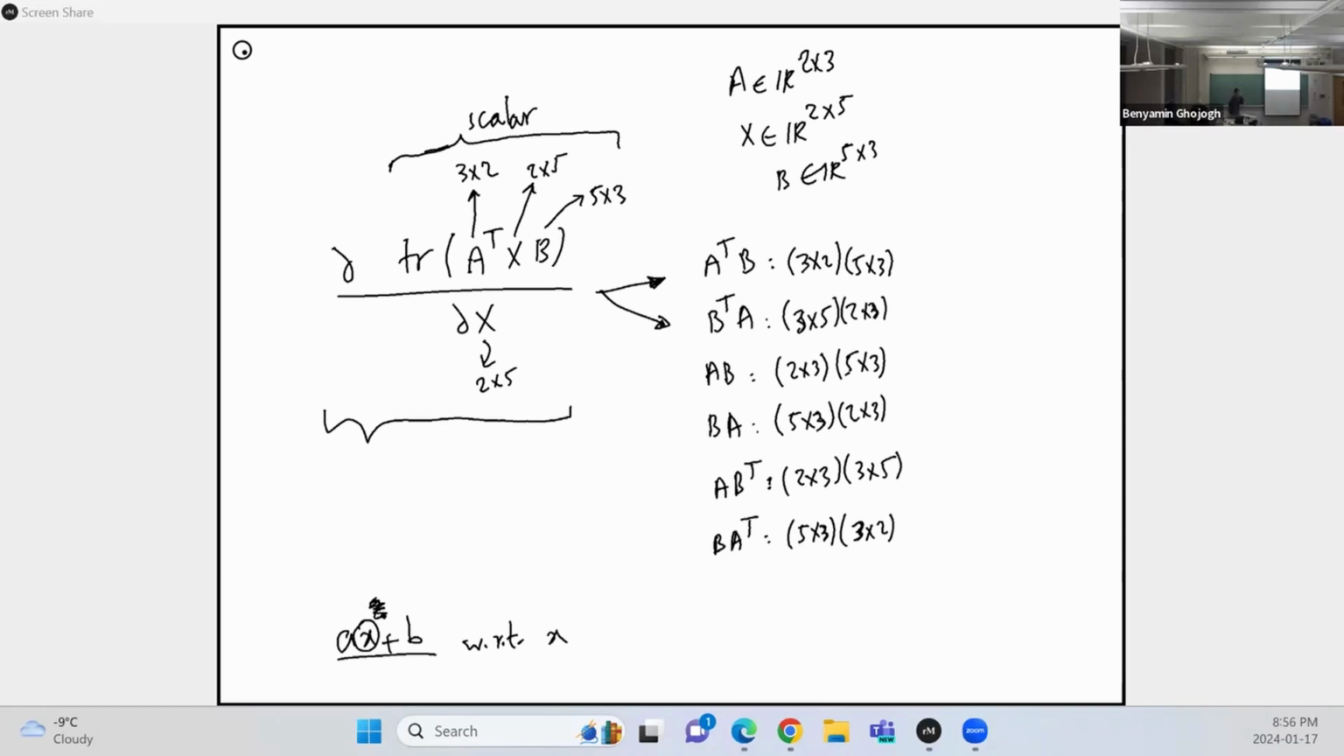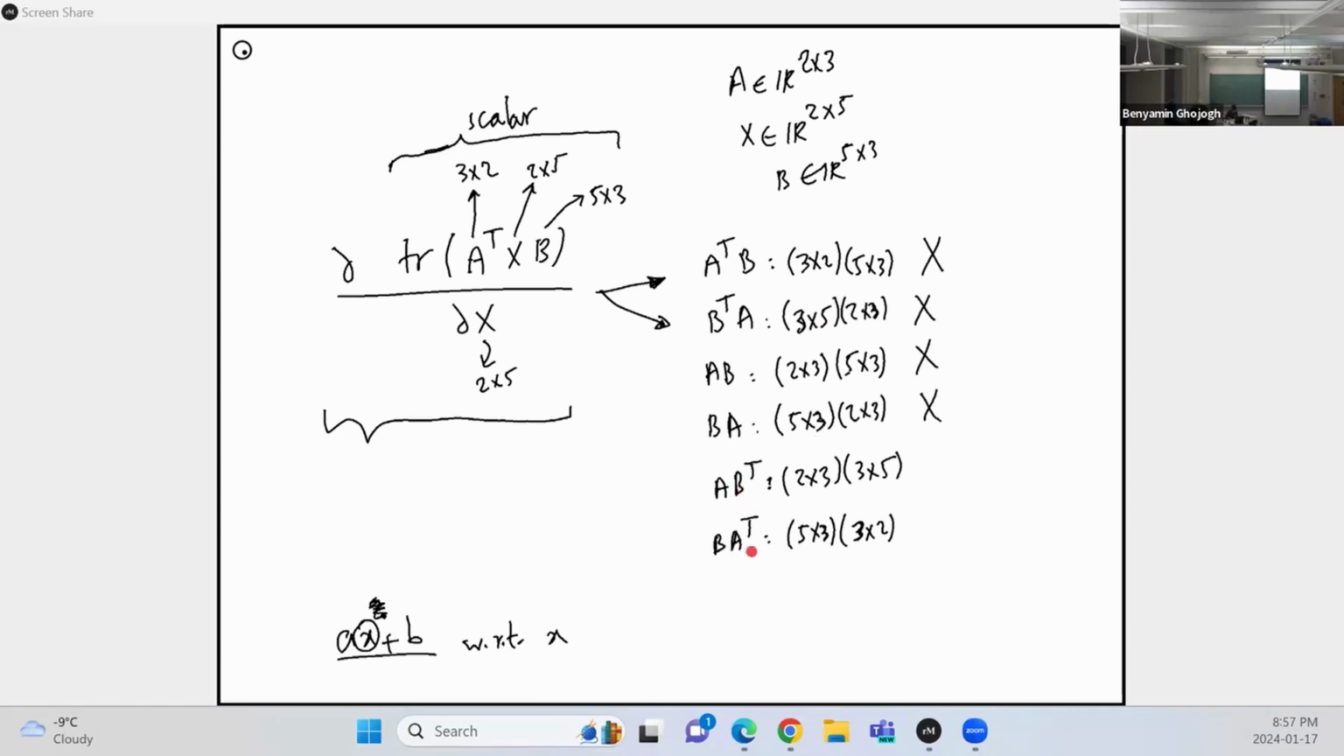Okay, by trial and error. A transpose b, so according to these fake dimensionalities, it's 3 by 2 times 5 by 3. That's nonsense mathematically. b transpose a, 3 by 5, 2 by 3. Nonsense. ab, 2 by 3, 5 by 3. Nonsense. ba, 5 by 3, 2 by 3. Nonsense.